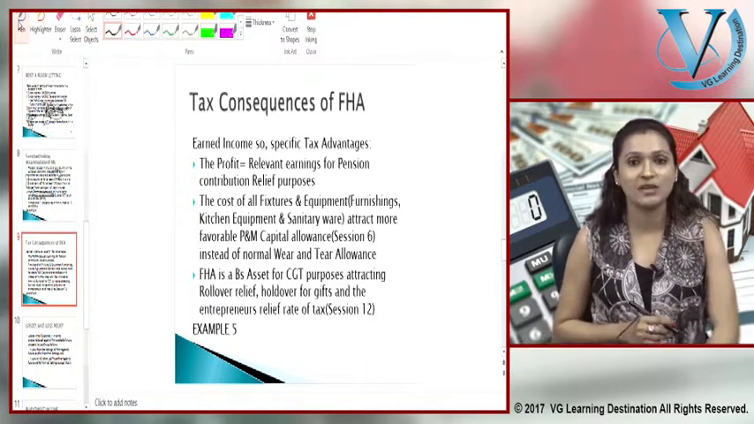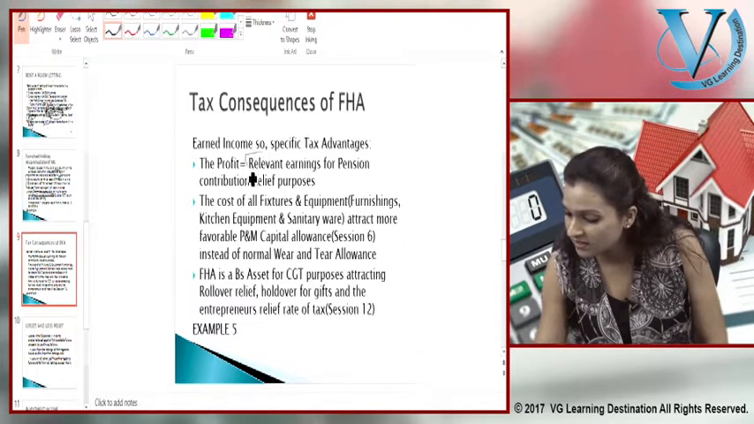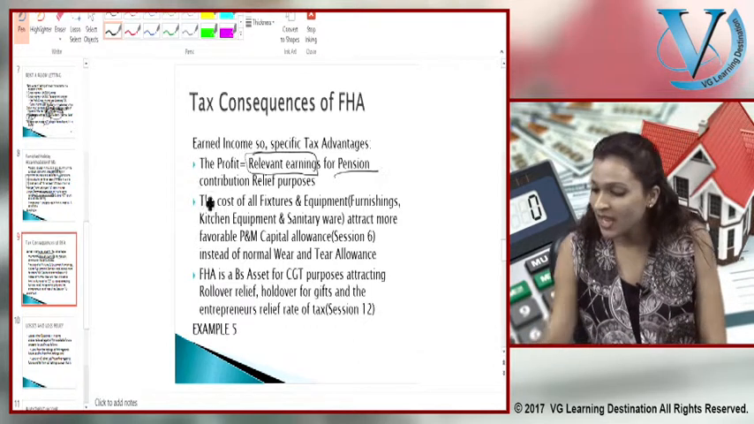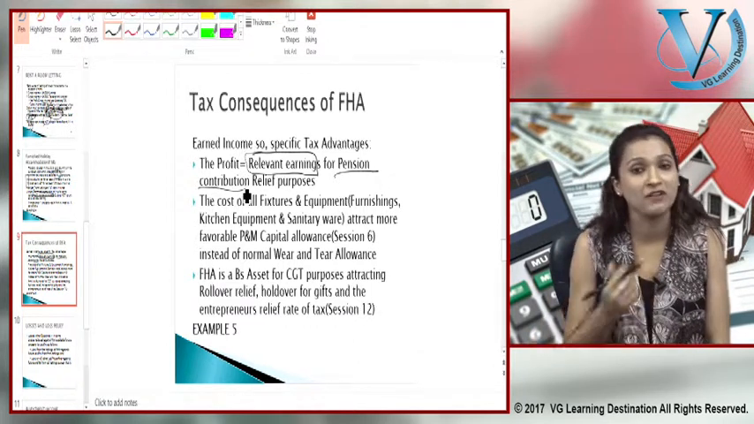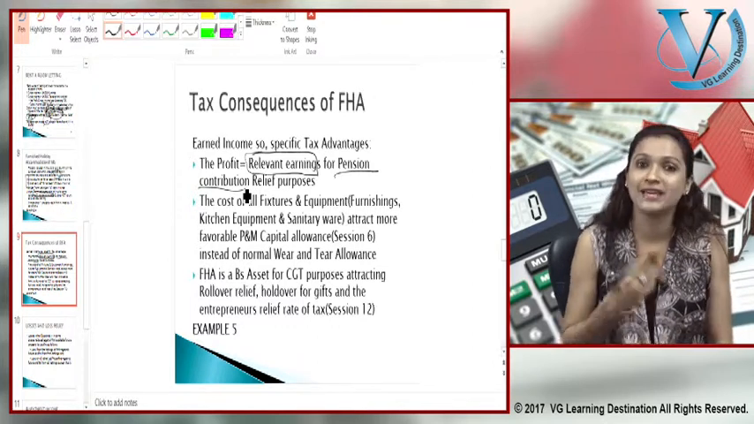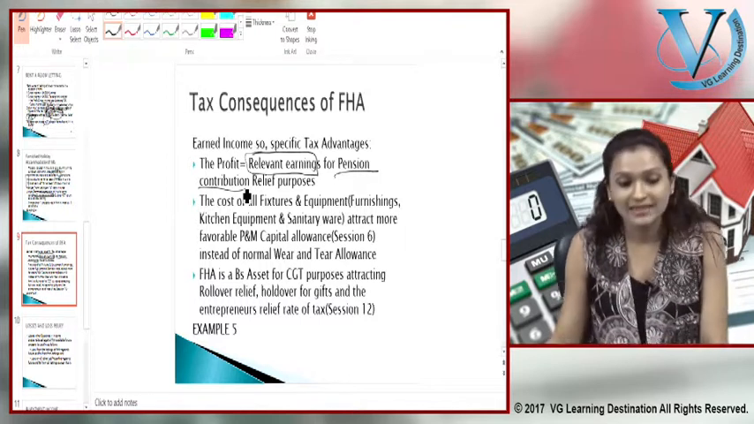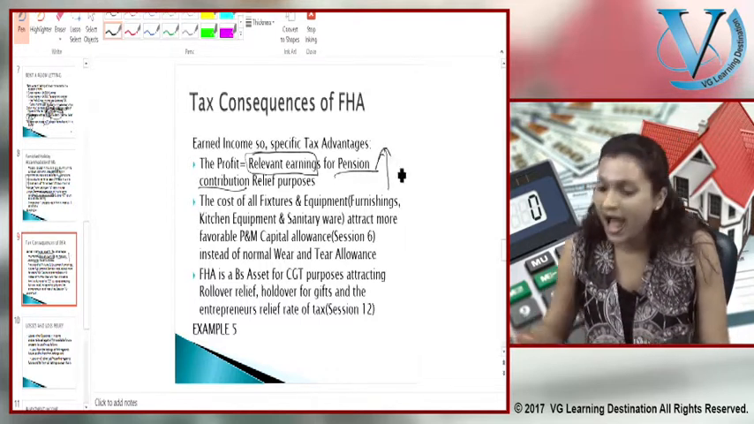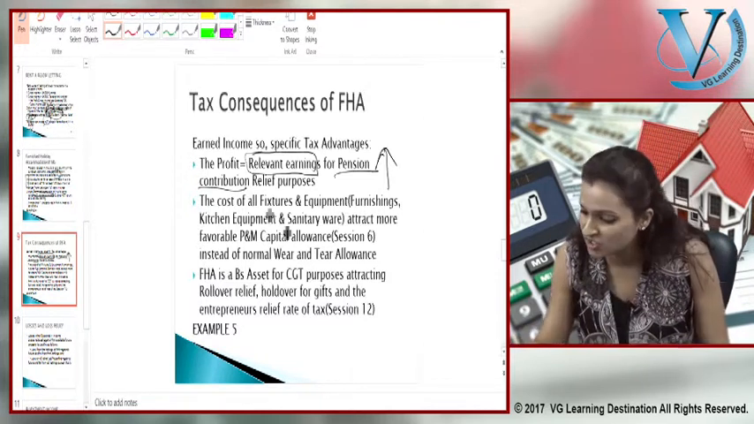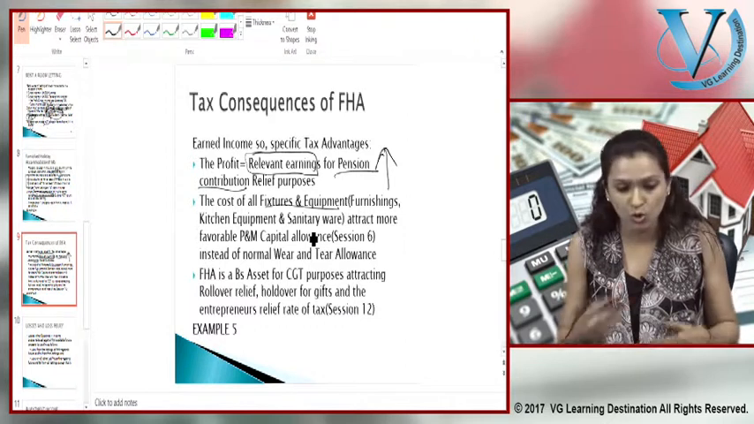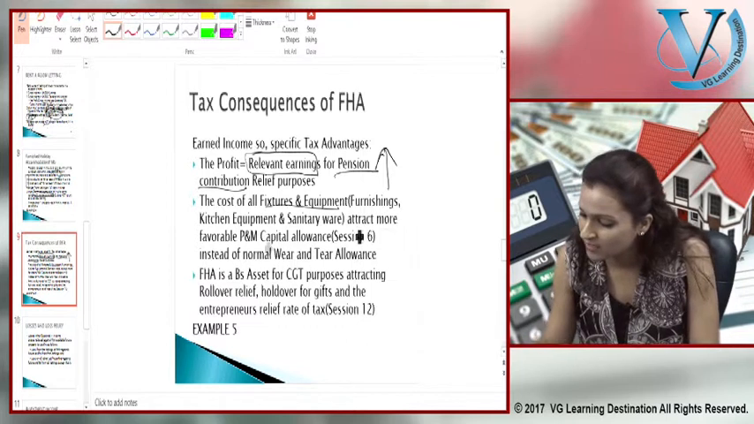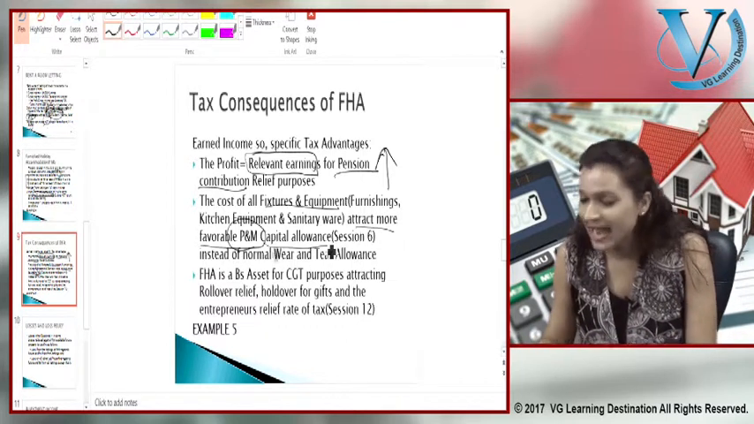Remember, in your previous class we had done your relevant earnings. The relevant earnings for calculating the pension contribution include your earned income. So definitely an advantage of your FHA is that it will be classified as earned income, because then your relevant earnings go up for your pension contribution. Also, the cost of all the fixtures and furnitures, which includes your furnishings, kitchen equipment and sanitary ware, all of them attract more favorable plant and machinery capital allowances.